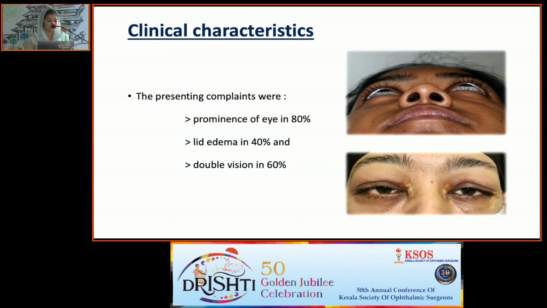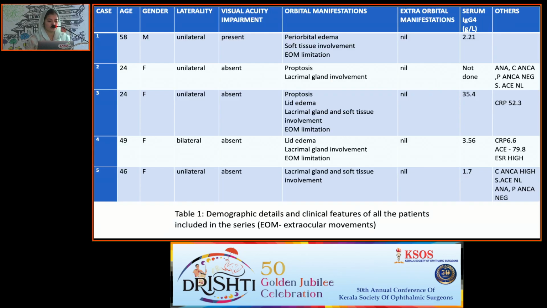The clinical characteristics. The presenting complaints were prominence of eye in 80%, lid edema in 40%, and double vision in 60%. In our study, only one patient had bilateral presentation, and visual acuity impairment was present in one patient. The most common organs involved were lacrimal gland, followed by extraocular muscles and soft tissue. None of our patients had extraorbital manifestations. Serum IgG4 was done in 4 patients and was found to be raised in all the 4 patients.